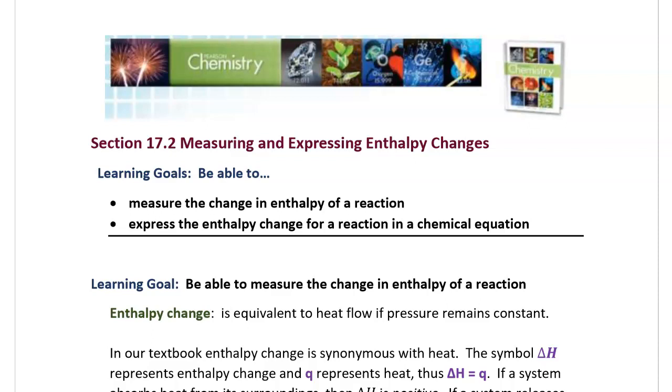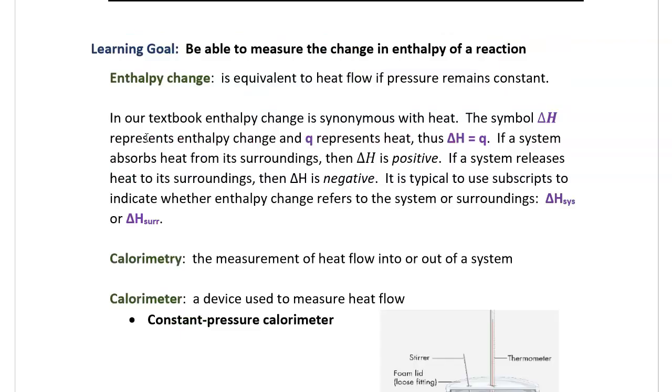This video is for section 17.2 about measuring and expressing enthalpy changes. The learning goals are be able to measure the change in enthalpy of a reaction and be able to express the enthalpy change for a reaction in the chemical equation. Let's look at that first learning goal.